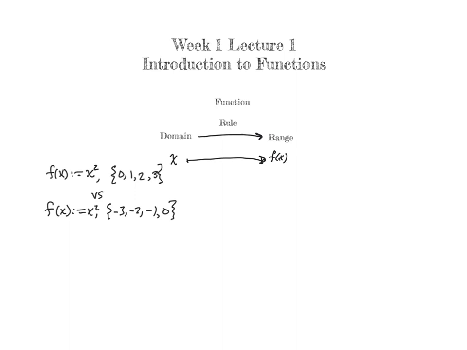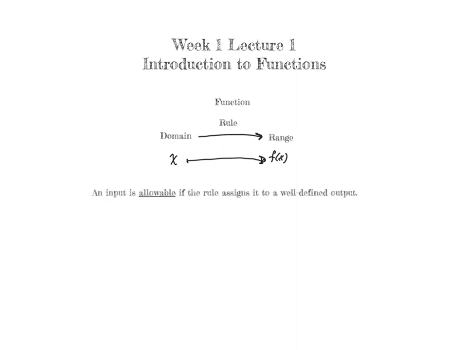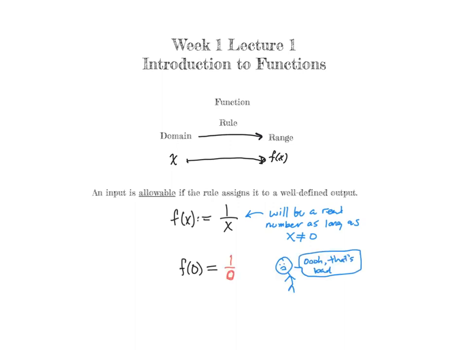However, certain rules can have inherent limitations regarding allowable inputs, which naturally restricts their possible domains. An input is allowable if the rule assigns it to or produces a defined output, or in our case, a real number. To illustrate this, consider the rule f of x equals 1 over x. This represents a real number for any x value that isn't 0. In other words, the rule is not defined for x equals 0, and so 0 can never be in the domain of any function using this rule.